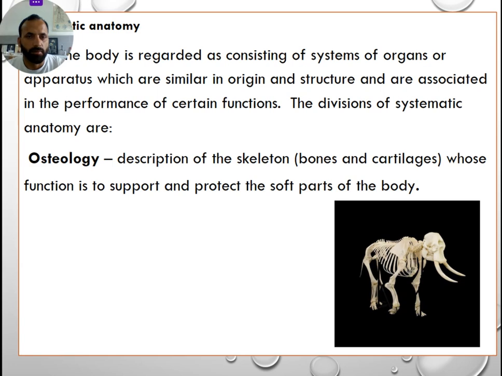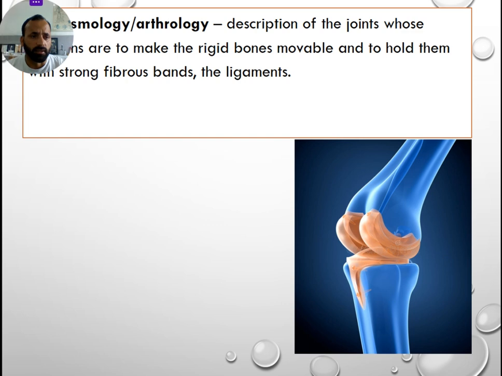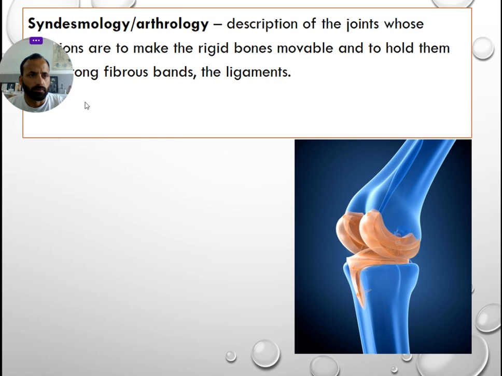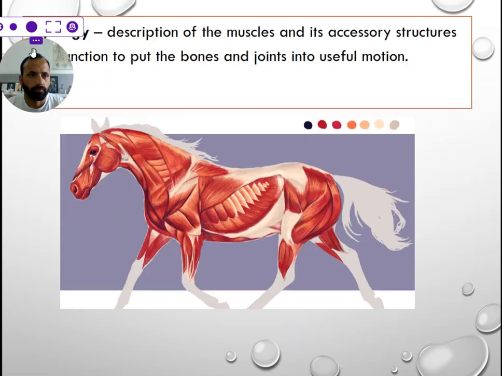Then systematic anatomy, when you study the anatomy system by system. Osteology is the description of the skeleton, the bones and the cartilages. Then you have syndesmology, where you study the joints and the formation of joints. Syn means joining, desmo means ligaments, and logy means study. So the other name for arthrology, the study of the joints, is syndesmology, because these joints are joined together by the desmo, meaning ligaments.